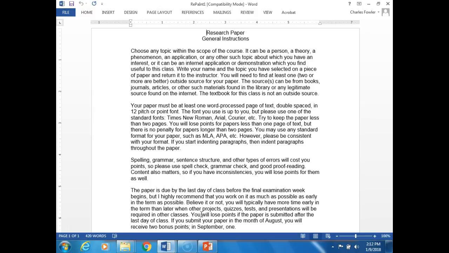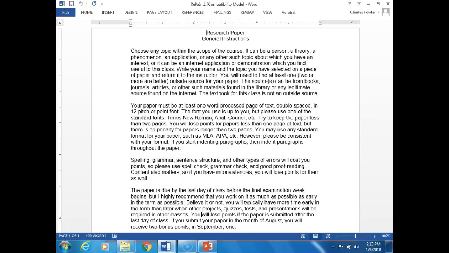It's like if you start blocking paragraphs like I did, block all your paragraphs. Don't block the first two and then not the next one. Be consistent. Make sure your paper looks and reads well. Okay? Looks good and reads well. And other things of format.